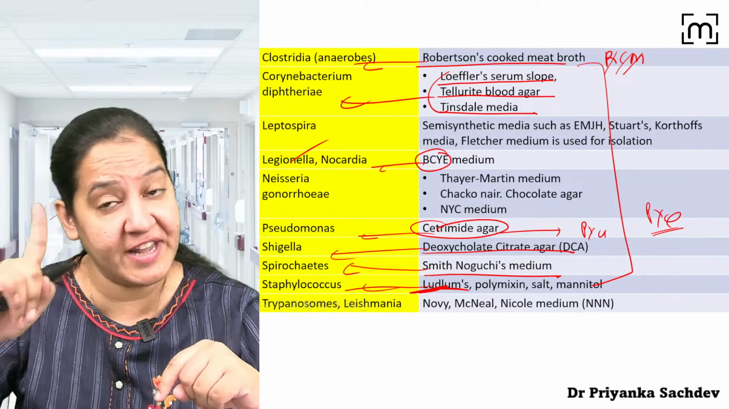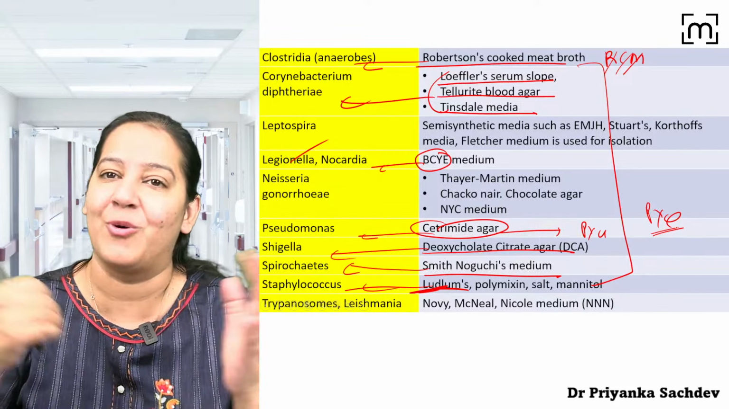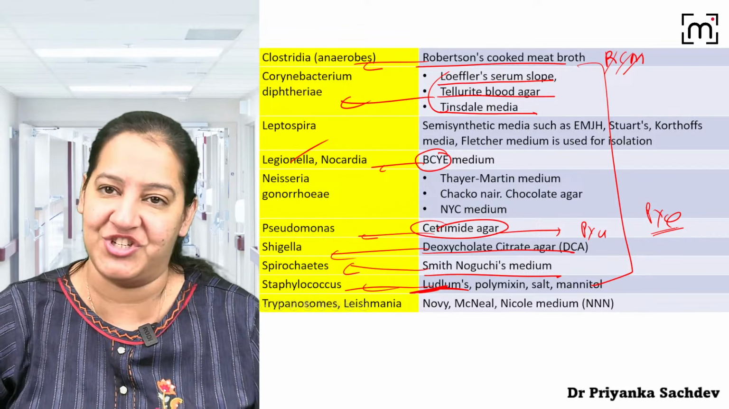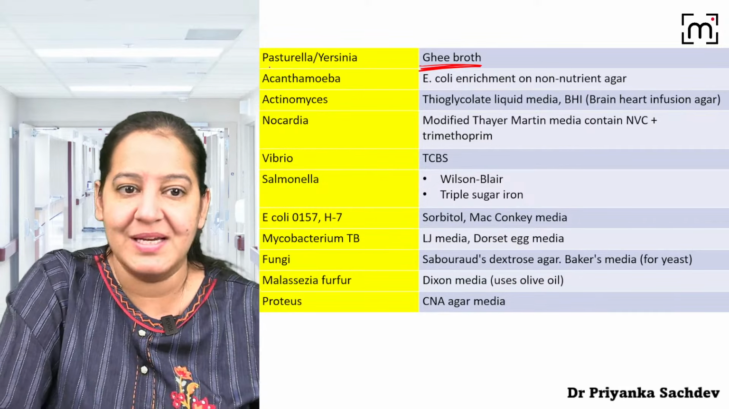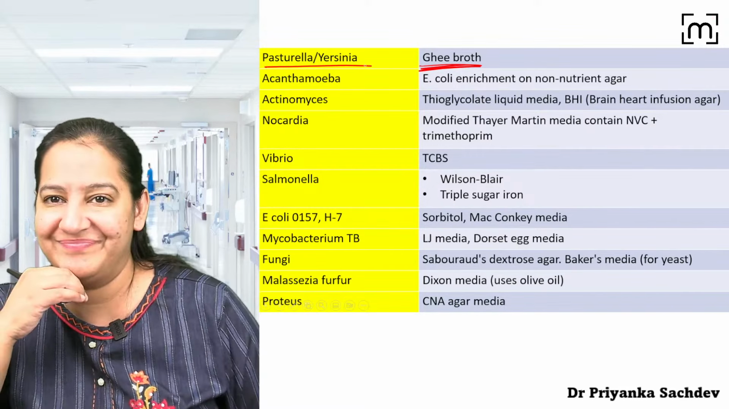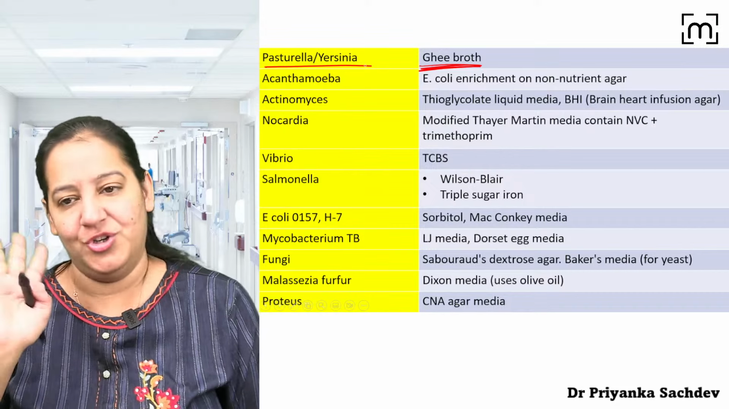You will definitely get one question from this list. I am saying the paper is out, right? You will definitely get one question from this list. So there are a lot of questions on ghee broth too. Have you solved your PYQs? It's Pasteurella or Yersinia. Right, so you should solve.